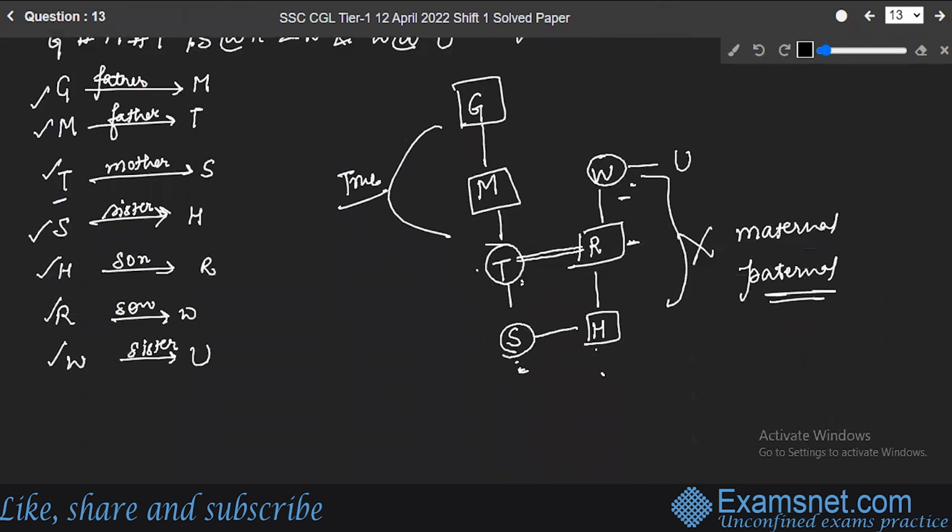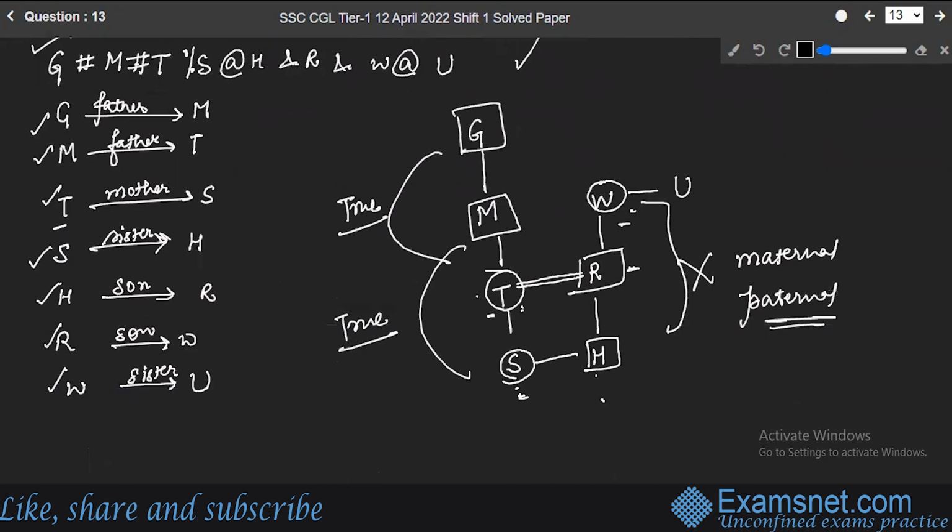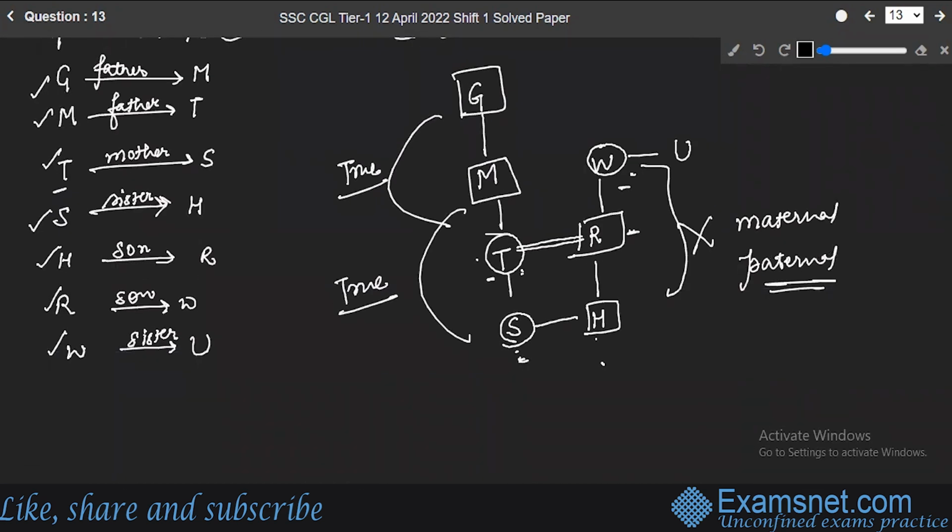Let's see. M is maternal grandfather of S. That's true. T is mother. So M is the maternal grandfather of S. That is true. As M is father of T and T is mother of S. Next one is R is husband of T. That's for sure. That was correct. R and T, they are husband and wife.